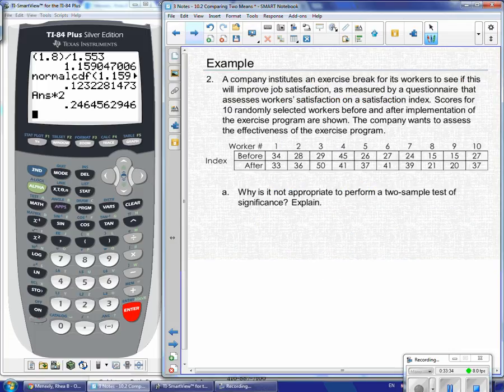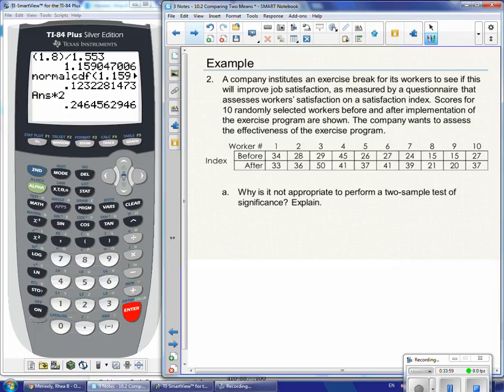It says a company institutes an exercise break for its workers to see if this will improve job satisfaction as measured by a questionnaire that assesses worker satisfaction on a satisfaction index. Scores for 10 randomly selected workers before and after implementation of the exercise program are shown. The company wants to assess the effectiveness of the exercise program. So the question here is, why would it not be appropriate to use a two-sample test of significance here?